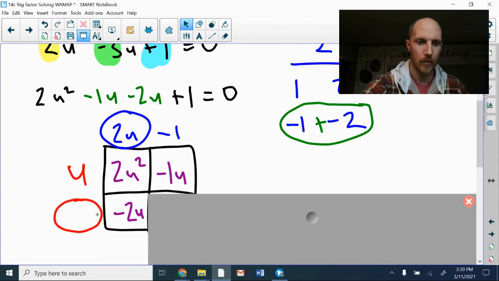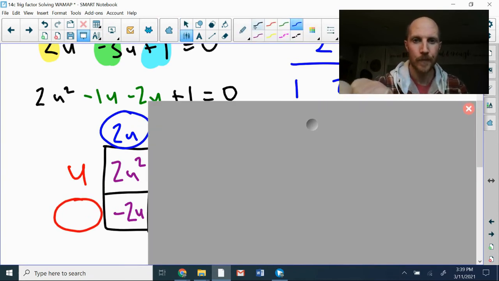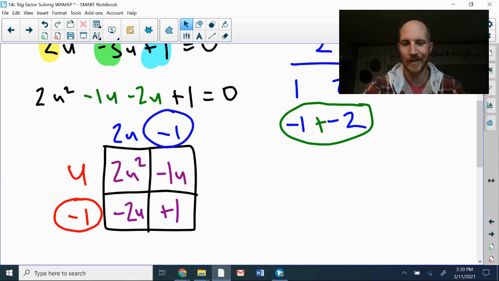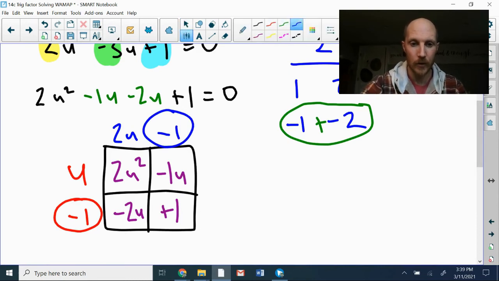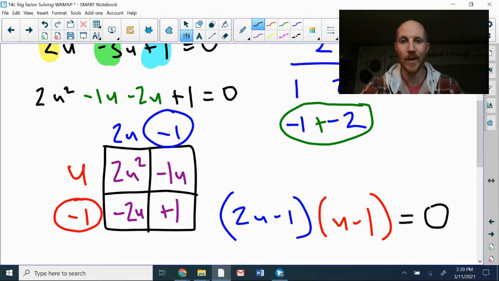Move that here, move that there. Blue 2u multiplied by what is negative 2u? It's going to be negative 1. And then lastly, double check that these two circled numbers actually multiply to give us that last bottom right-hand term. Yes, they do. All right, so we got 2u minus 1, that's our blue factor. We got u minus 1, that is our red factor, equals 0. We can't forget the equals 0.